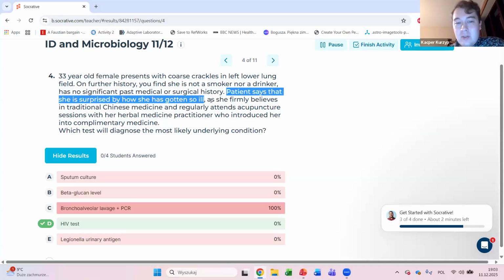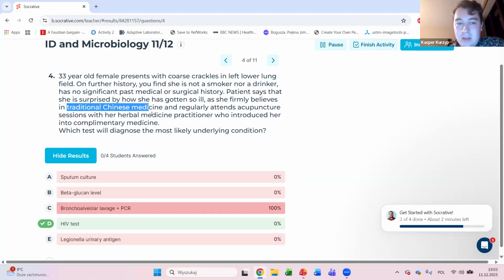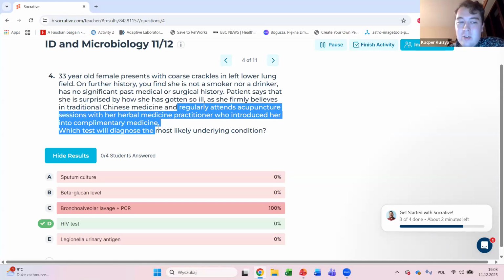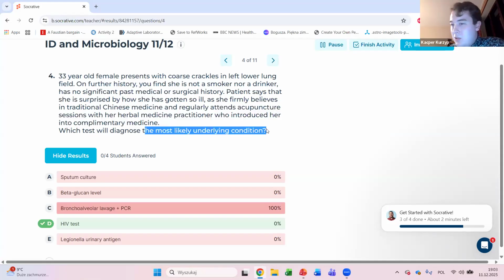Now, the patient said that she's surprised how she has gotten so ill. She firmly believes in traditional Chinese medicine. She regularly attends acupuncture with her herbal practitioner, who introduced her to complementary medicine. I gave you one risk factor as to the underlying condition. We see the pneumonia. What's hiding in plain sight?